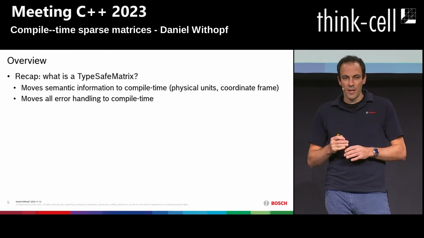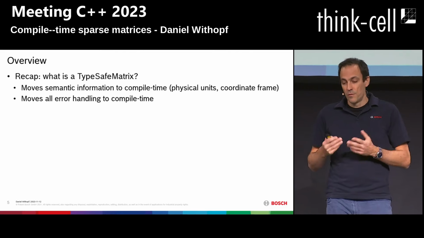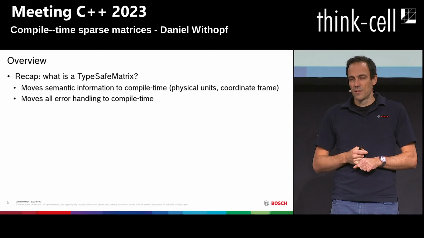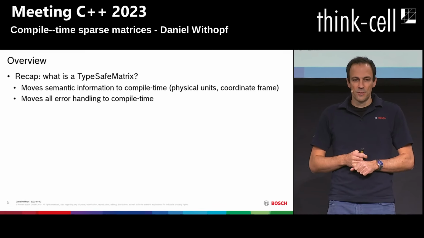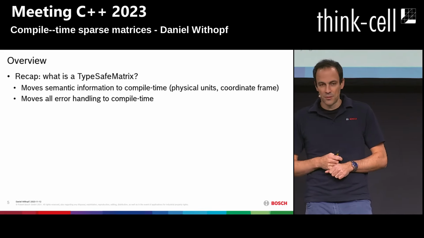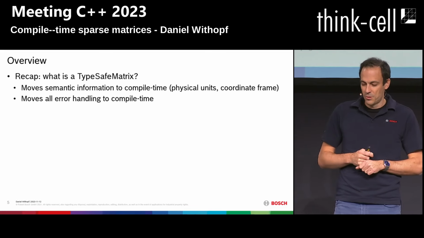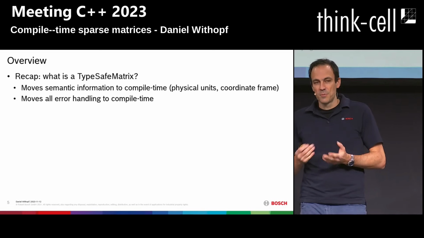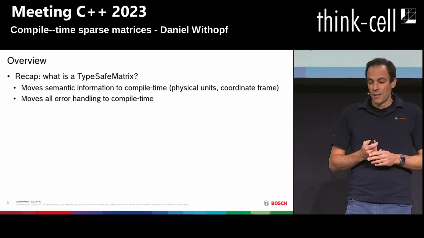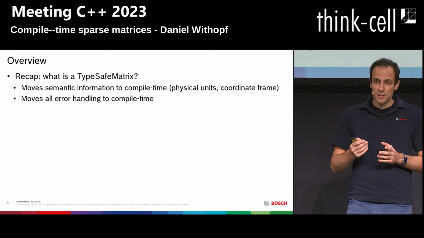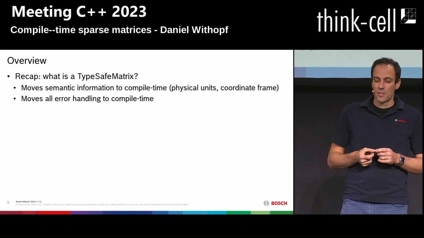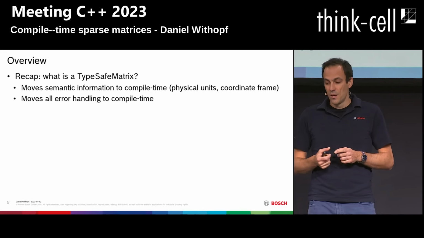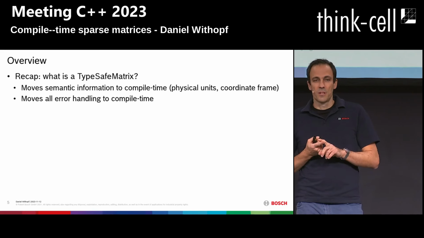So before I start with the actual content, I want to give a brief overview of my talk. I'll start with a recap because most of you probably haven't seen my previous talk. I'll explain everything that you need to know for today's talk at the beginning, so no worries. If you haven't seen the other talk, that's no problem at all. So what I implemented is called TypeSafe Matrix, the class or the library, and this moves semantic information to compile time, as I said, and among these informations that are moved to compile time are physical units, so which unit does an entry have. There's also coordinate frames that I try to annotate.